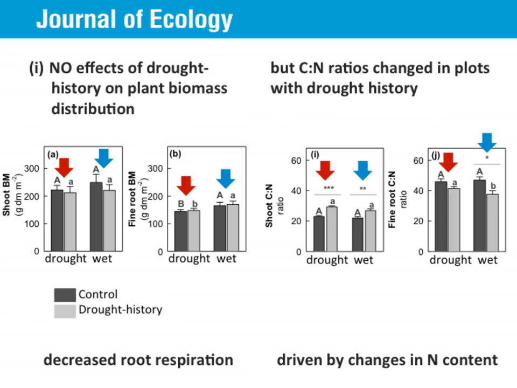The shoots of plants with drought history had a higher C/N ratio caused by a decrease in nitrogen, while the roots had a lower C/N ratio as a consequence of higher nitrogen contents. So, plants in drought history plots apparently shifted their nitrogen allocation pattern.